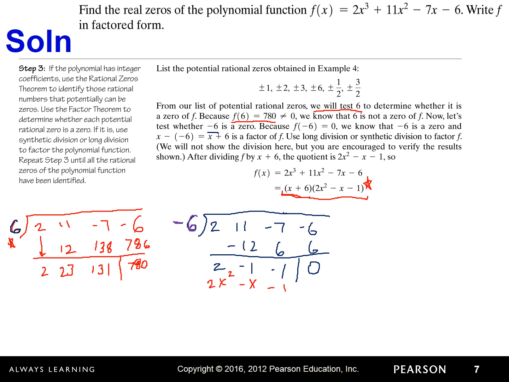And then you could just keep going through more of the zeros using what's called a depressed polynomial. So you've got this little one. Or you could just go after the zeros of 2x squared minus x minus 1, because any factor of 2x squared minus x minus 1 is a factor of 2x cubed plus 11x squared minus 7x minus 6. That is f of x.